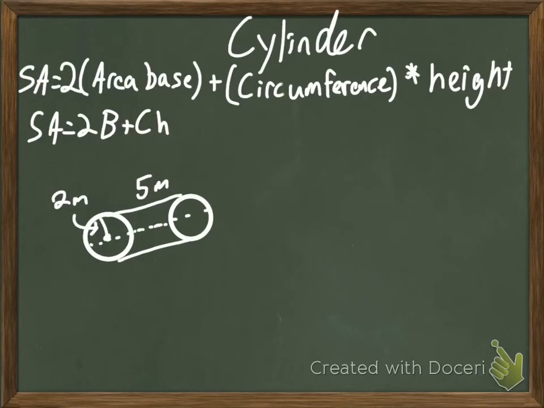Now to do surface area of a cylinder. Now it's the same basic formula. It's 2 times the area of the base plus circumference times height. Now for prisms, we said perimeter. Well, when we look at a cylinder, the base of a cylinder is a circle. And we don't call all the way around a circle the perimeter, we call it circumference. So it's the same formula, same idea.